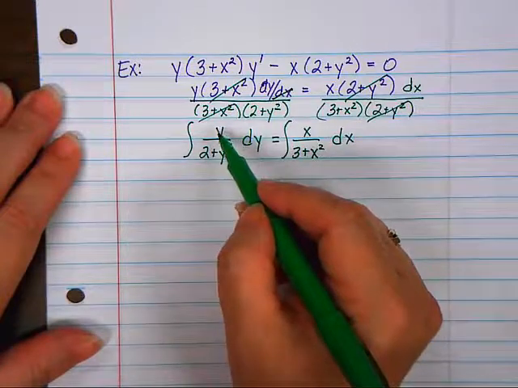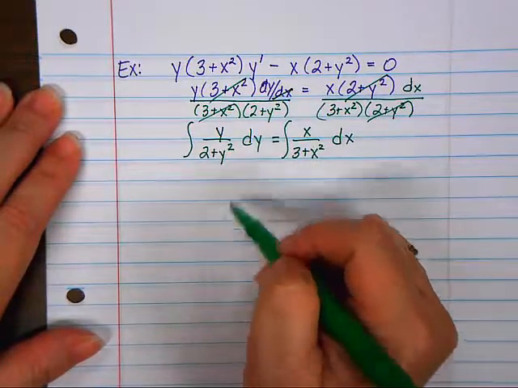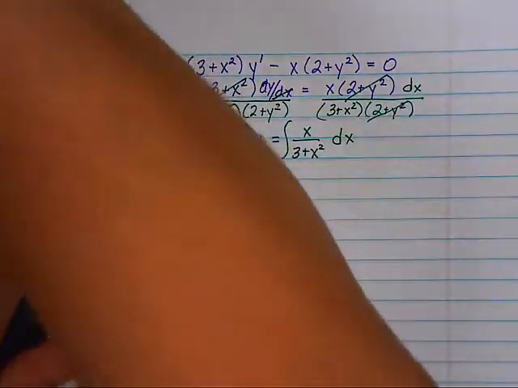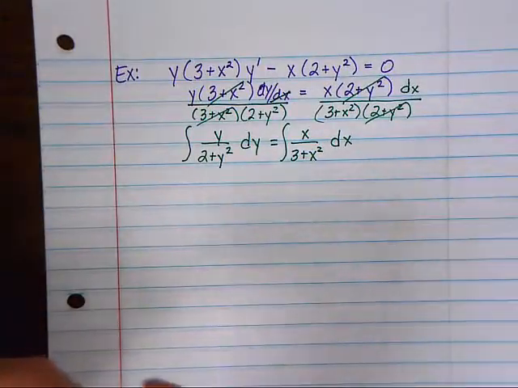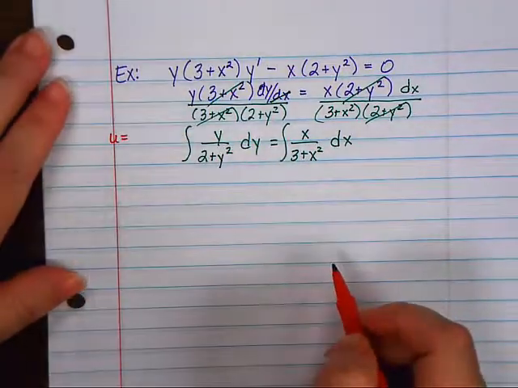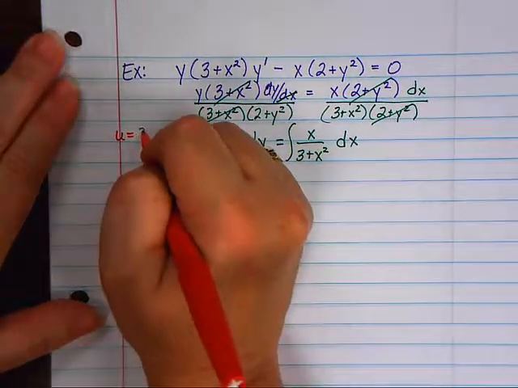So I'm going to do a use substitution to this side, and I'm going to work it all the way through before I even look at the other side. Okay? So now I'm going to change colors, and I need to do my use substitution. So u here would be the denominator, 2 plus y squared.